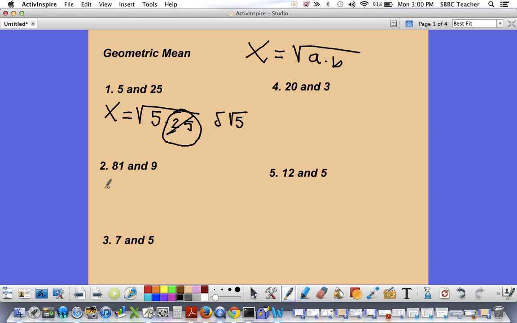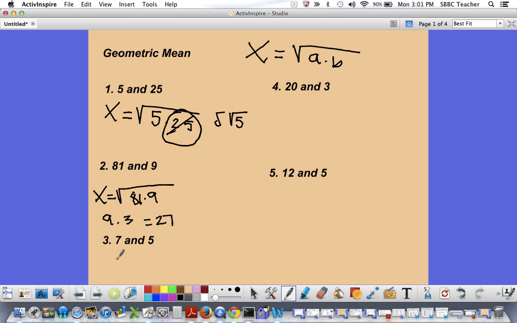Number 2, 81 and 9. You do x equals the square root of 81 times 9. Both of them are perfect squares. So instead of multiplying, I'm just going to leave it as it is and take the square root of 81, that's 9. And the square root of 9 is 3. 9 times 3 is 27. So the geometric mean of 81 and 9 is 27.